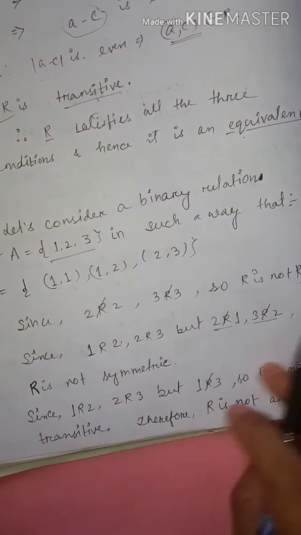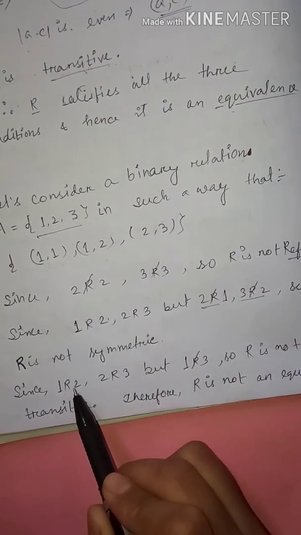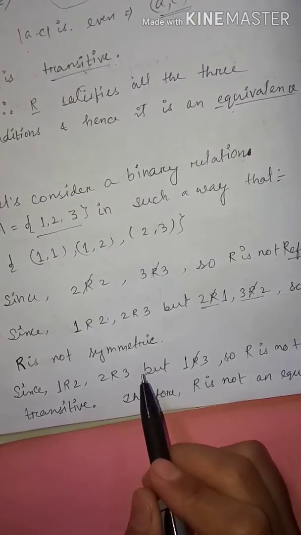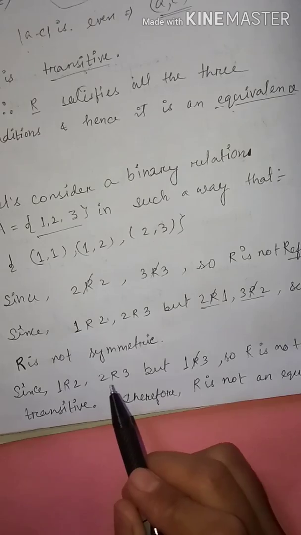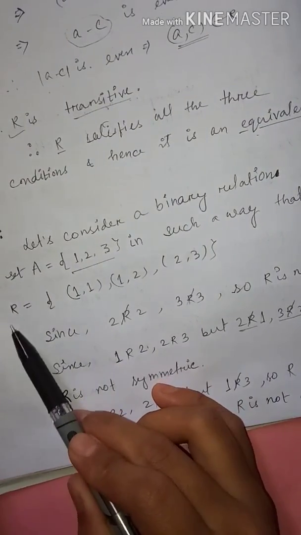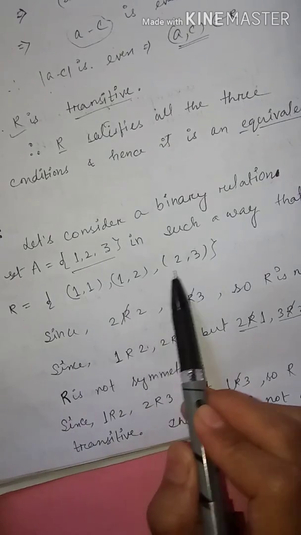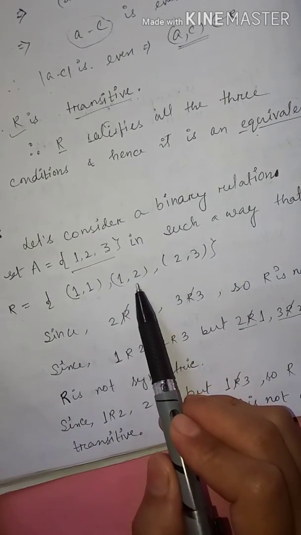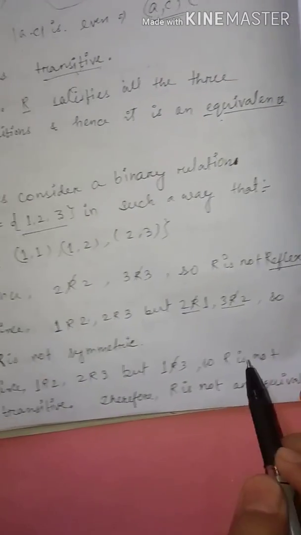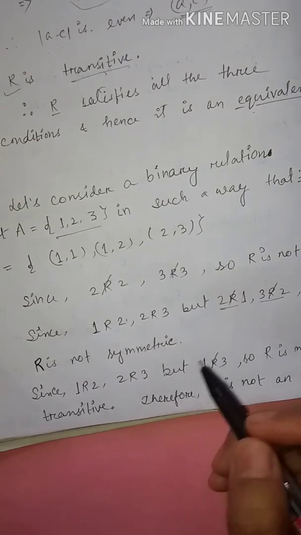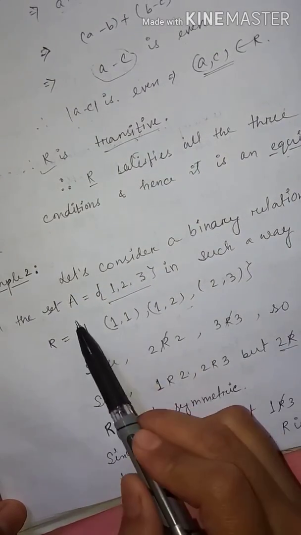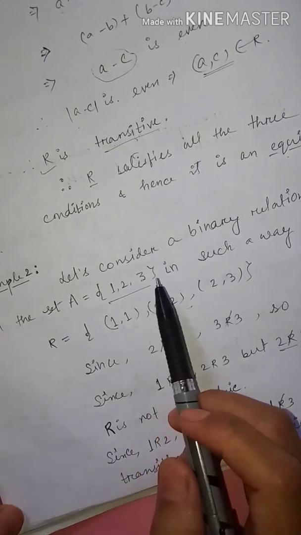Similarly, for transitivity, if 1 related to 2 and 2 related to 3, we should have an element 1 related to 3. But here in this relation set, we have (1, 2) and (2, 3), but there is no element in the form (1, 3). Therefore, R is not transitive also. So, this relation R on the set A is not an equivalence relation.